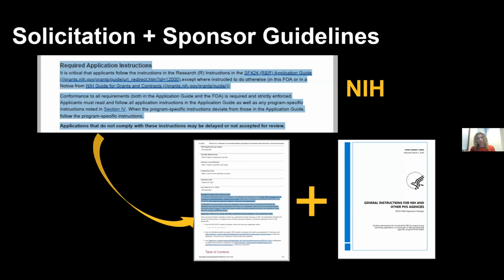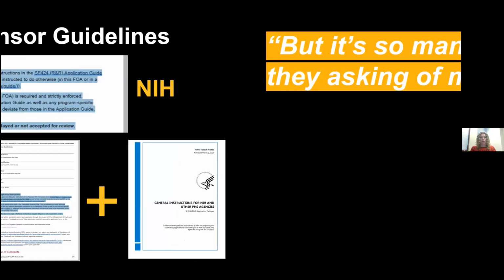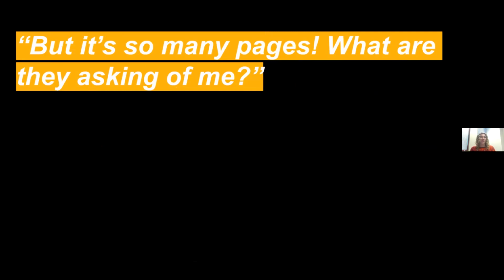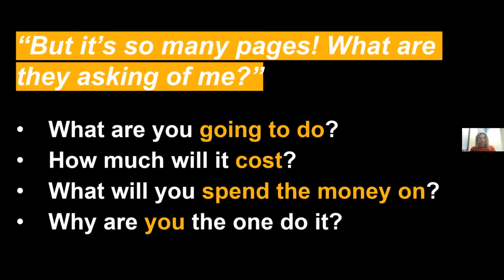So now you have the solicitation, you have an understanding of your sponsor's proposal guidelines. Now what? You've got a massive amount of paper or two large files. So what are they asking of you to do here, right? In essence, any research proposal is going to be asking you a handful of core questions. What are you going to do? How much will it cost to do it? What will you spend the sponsor's money on? And why are you the one to do it?